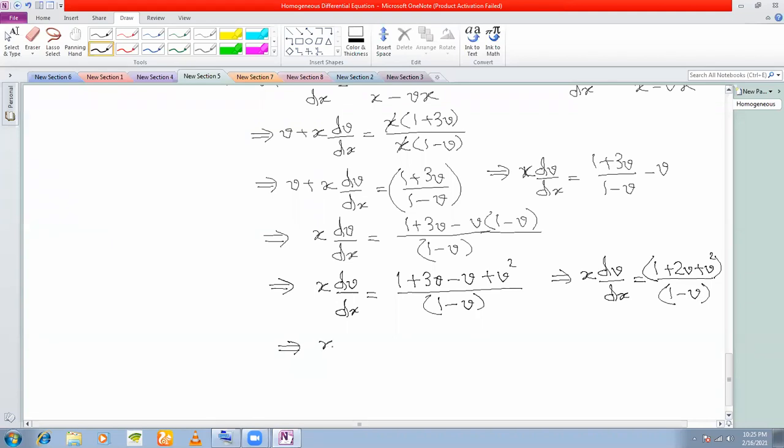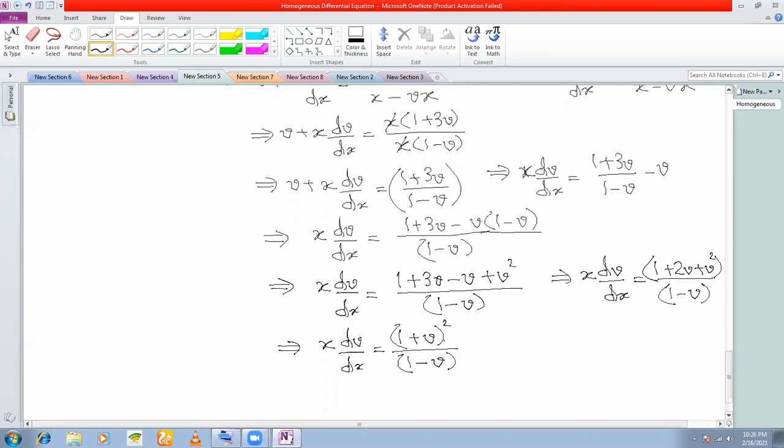Yes, sir. That means x dv/dx. Now 1 + 2v + v² is simply (1 + v)², right? Divided by 1 - v, right? Okay, so now we shall proceed to solve this.